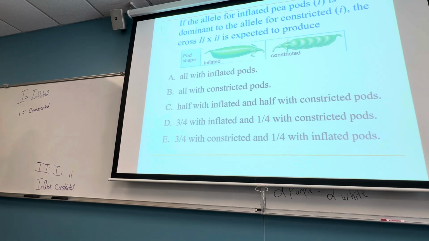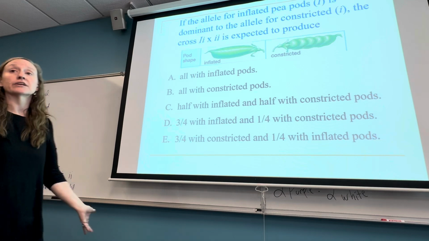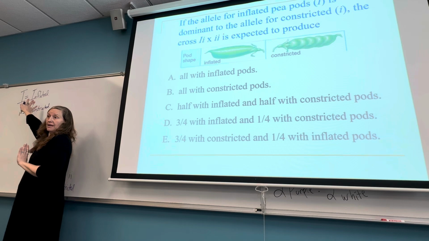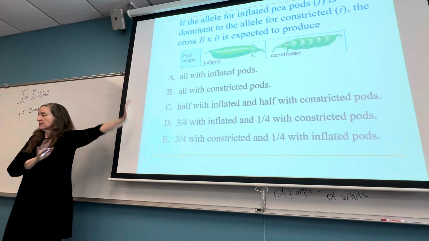What I encourage you all to do is when you have a word problem like this, and it tells you what the alleles stand for, right away make a little chart like this, instead of having to go back and read and find out what the dominant allele was for. Capital I means inflated, little I means constricted. That way you don't have to go back and read, because with test anxiety, we read things wrong. So I like to pull that information out, and now I don't have to worry about reading things incorrectly.